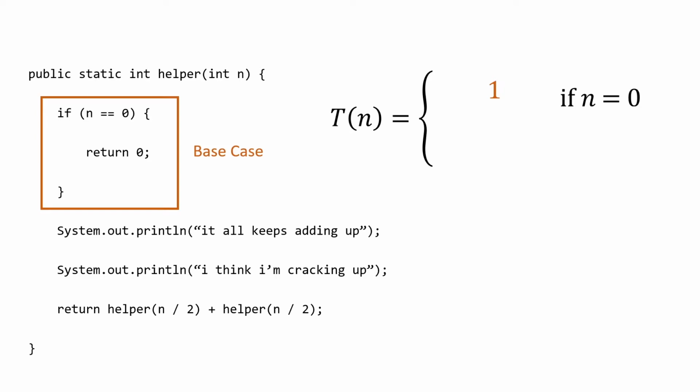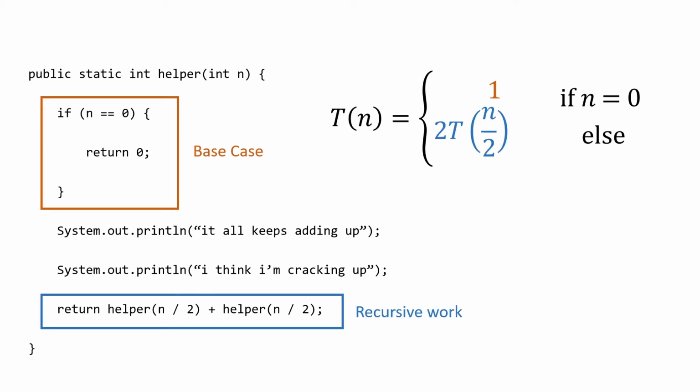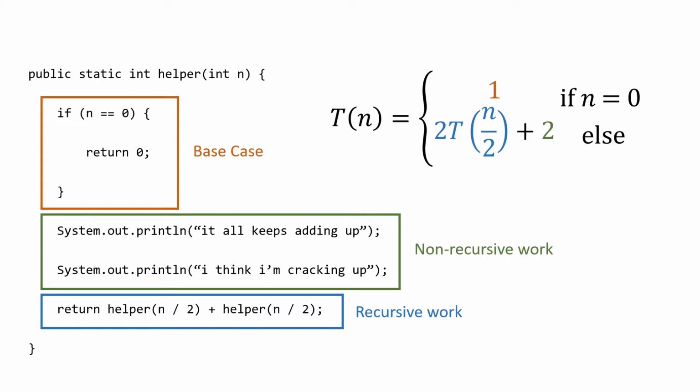Next, let's identify our recursive case and our recursive work. Down here we see that our return statement calls our function twice. We can put that in our recurrence, and we notice that each time our n, our input size, is divided by 2. So we get 2T(n/2). Now if we want to add our non-recursive work, it's these print statements, so we just add a +2 to our recursive case. Pretty simple, but now let's go over a trickier example.